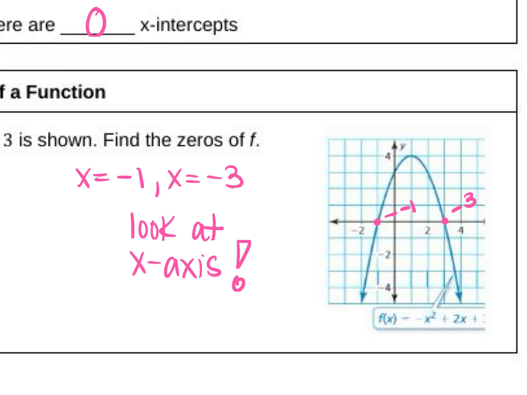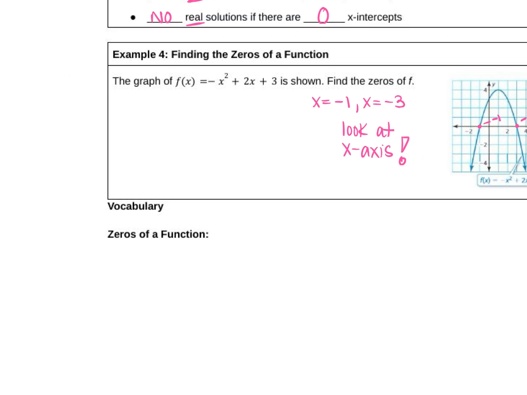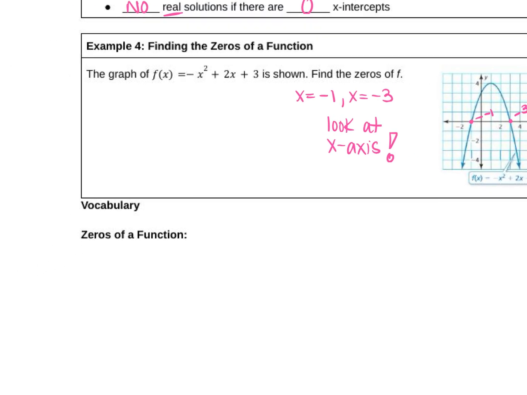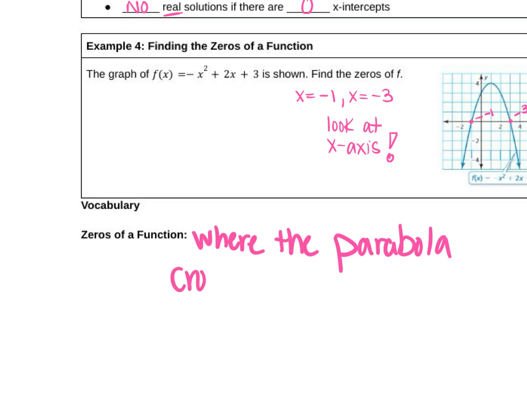Okay? Questions? Okay. Oh, we got to talk about the zeros, where it crosses the x-axis, right? Where the parabola crosses the x-axis. Does that make sense? Ish.